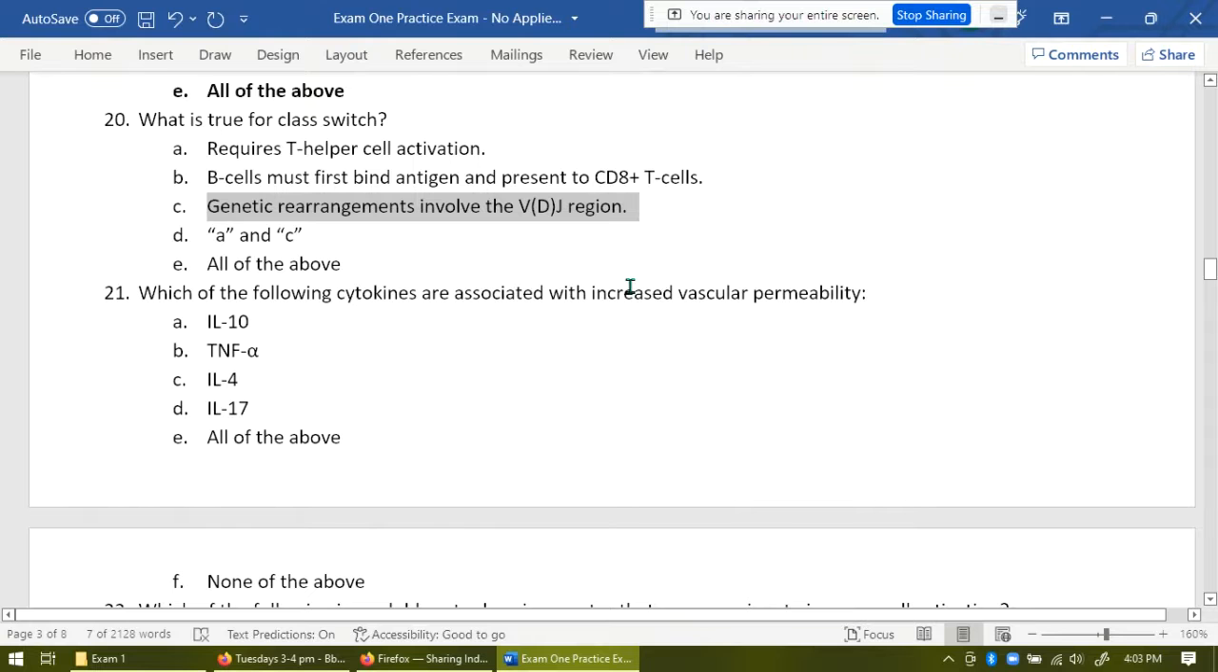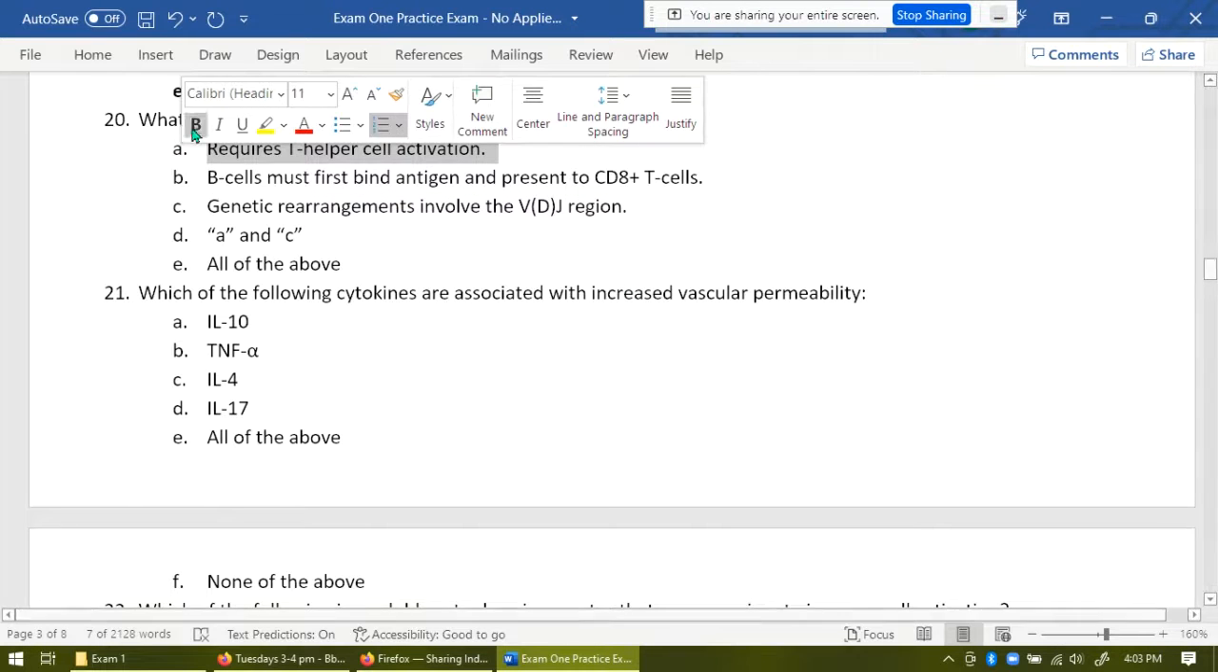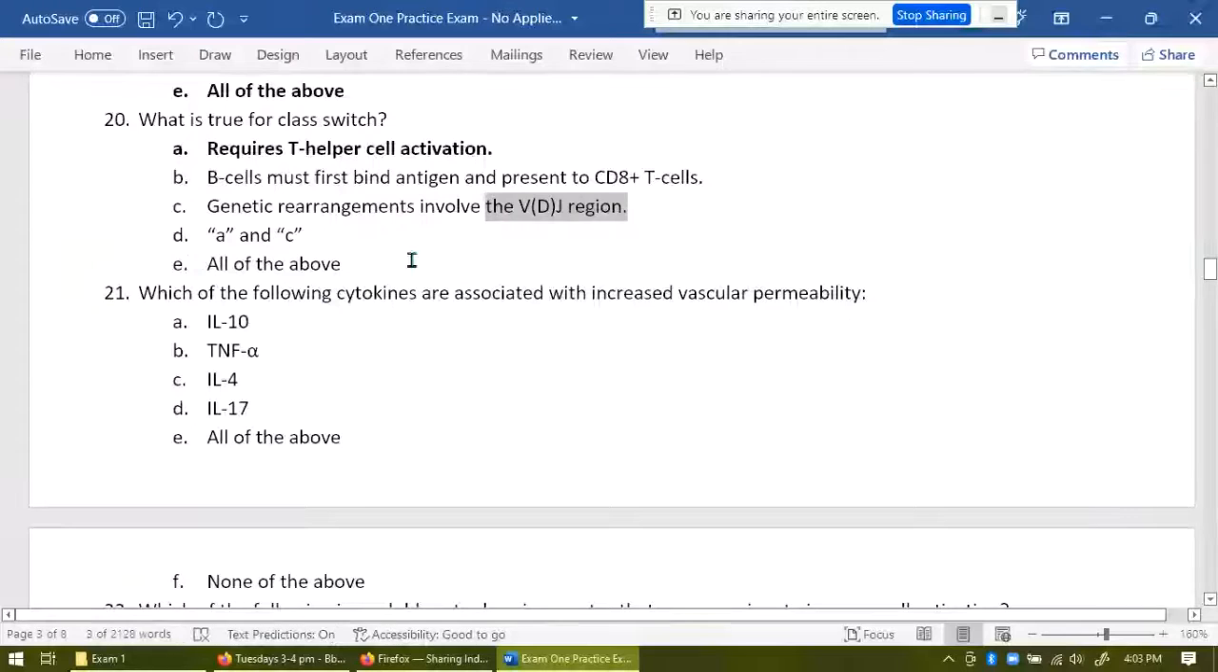Genetic rearrangements involve the VDJ region. That one is false. Okay, you're not changing the VDJ region. The VDJ region is the part of the genome that encodes the antigen binding site. In class switch, the antigen binding site doesn't change. Rather, the constant region changes on the antibody. It becomes different. So you don't change the VDJ region, you change the C region, the constant region.